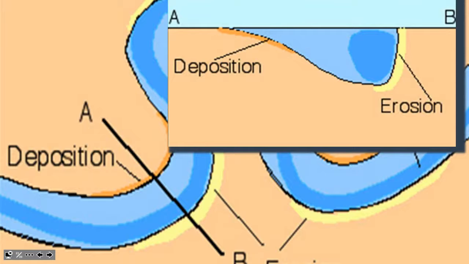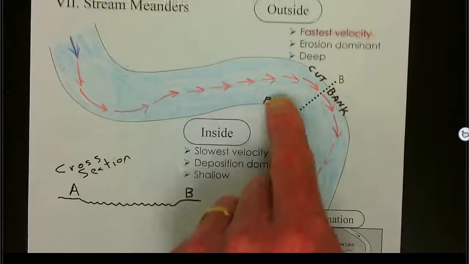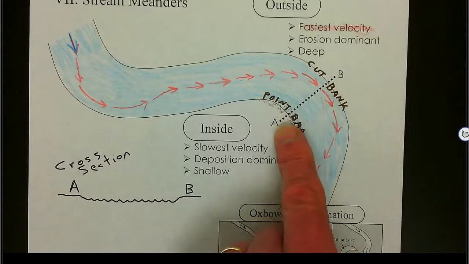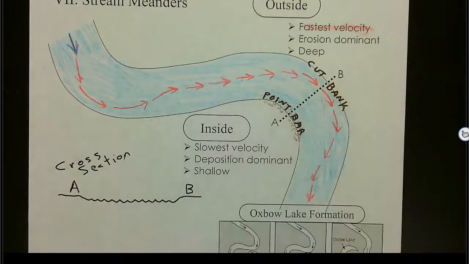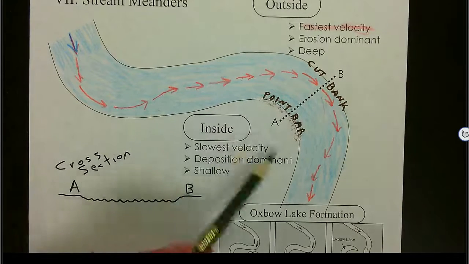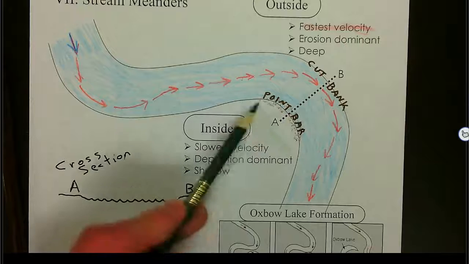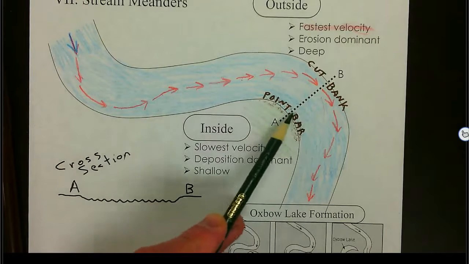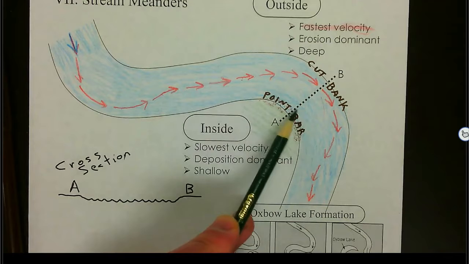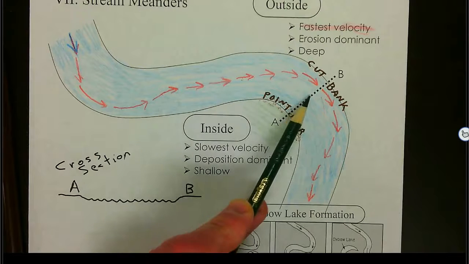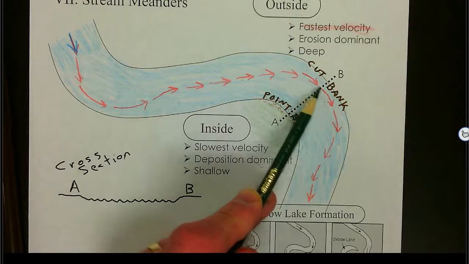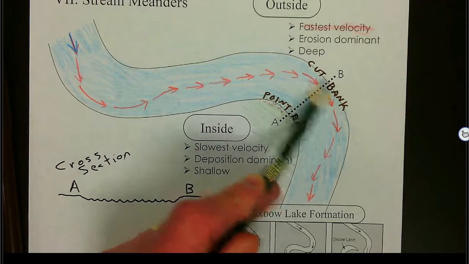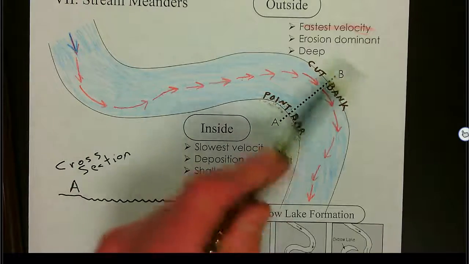Well, let's draw the same cross section in our notes. If we walk from the point bar at A over to B, so we're on land here. So A is on land. If we walk into this river, it's going to be shallow at the point bar, and it's going to get deeper and deeper and deeper. It'll be the deepest where it's moving the fastest, and then we jump back onto the land at B.